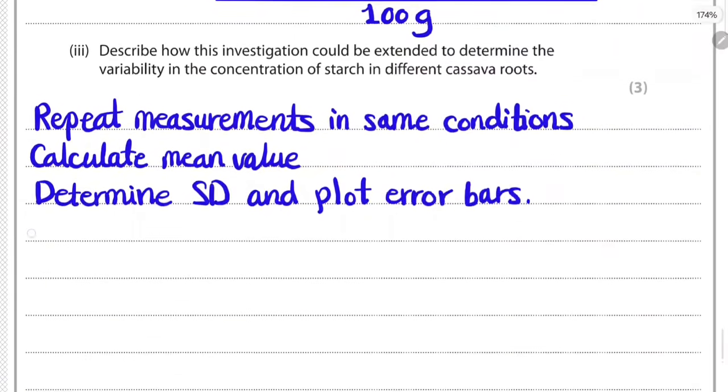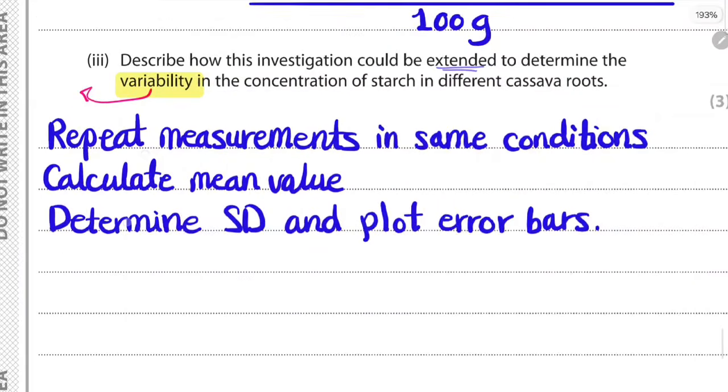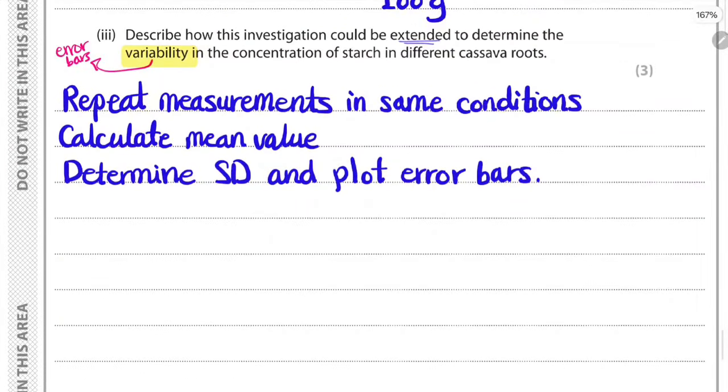Last question, describe how this investigation could be extended to determine the variability in the concentration of starch. Variability as a word means the variation of data using error bars. So in order to see that there is a significant difference or not, I have to repeat the measurements in the same conditions. Take care that we have to keep the conditions the same. We need to calculate mean values in order to have a mean value in the graph. Then determine the standard deviation and plot error bars.